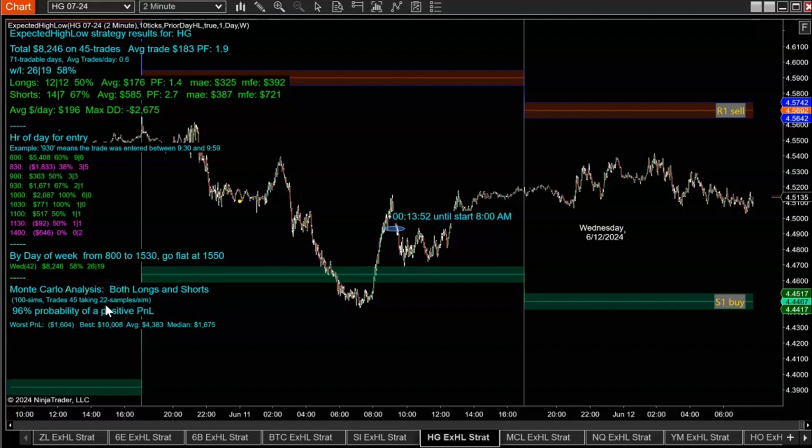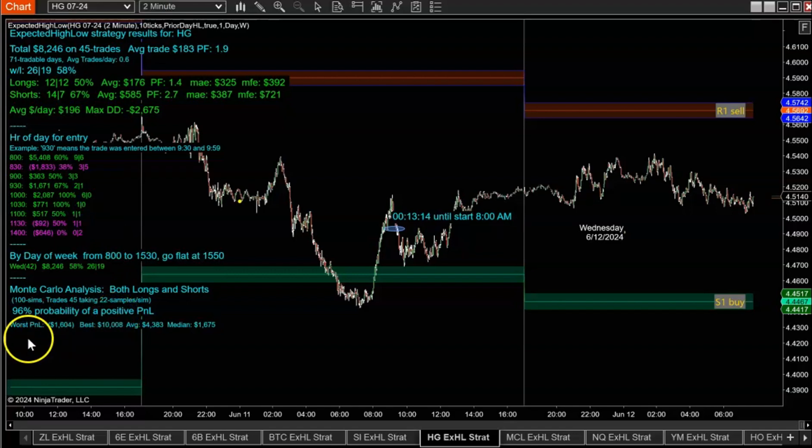And we're going to find out of those 22 samples, on simulation number one, we're going to add up the P&L if we were to take just 22 trades. And what's the P&L for those 22 trades? Then we take another set of 22 trades by random, and we add those up and see what the P&L is. And we get 100 different P&Ls. And if we do that, we find out that 96% of those have a positive P&L. That's very significant. Just trading this system, we have a 96% possibility of being above zero.